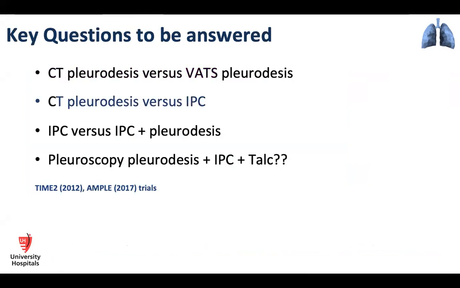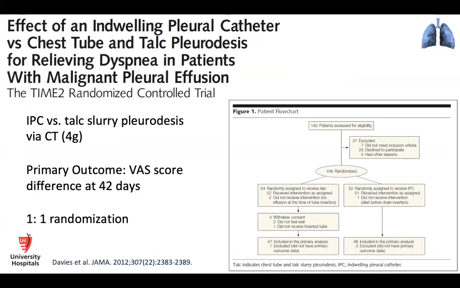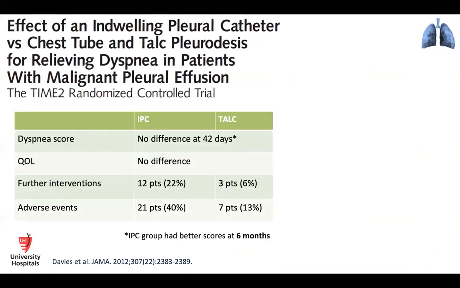The next question to answer is whether talc pleurodesis is ideal versus indwelling pleural catheter. And we had two studies that looked at this. One was the TIME2 randomized control trial, and they randomized IPC, or indwelling pleural catheter, to talc slurry. The primary outcome was VAS score, which is basically a way of assessing dyspnea at 42 days. And they found that there was no difference in dyspnea at 42 days between IPC and talc.